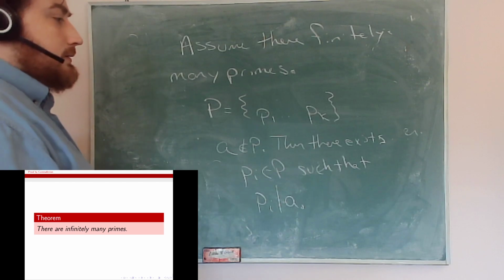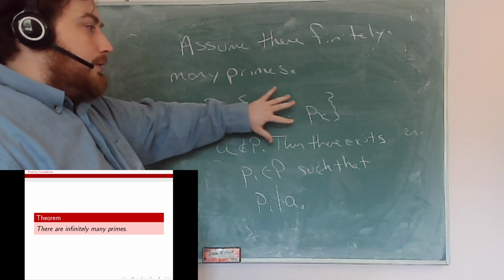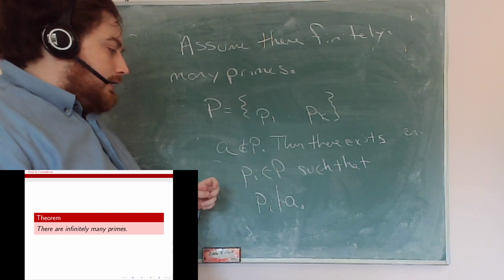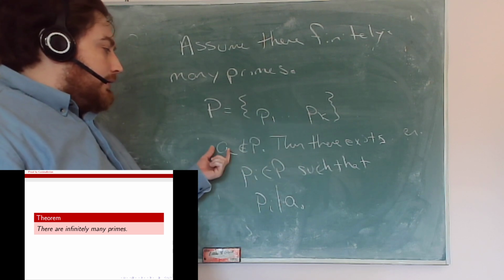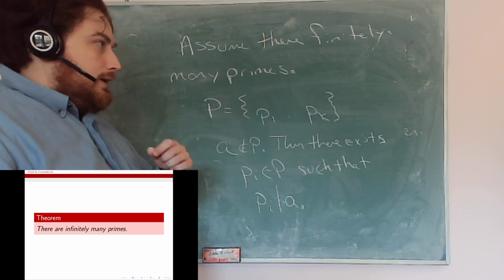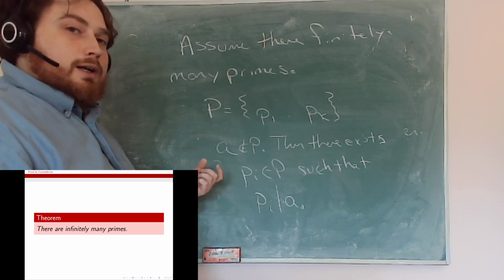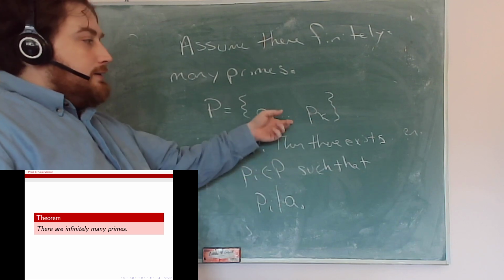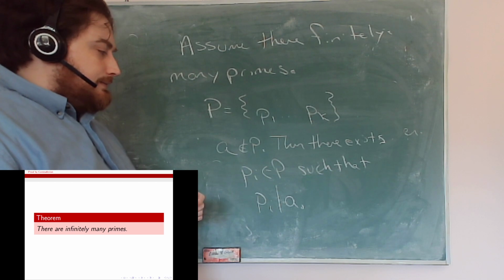All right. So if any number has to be divisible by one of these, if I can show that there is some number that is not divisible by any of these, then I have a contradiction. So I have to find a number which is not divisible by any of these things.